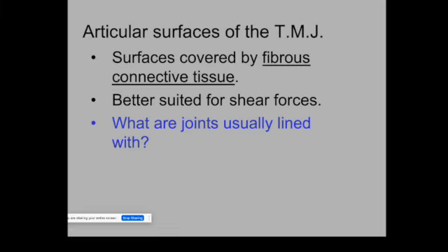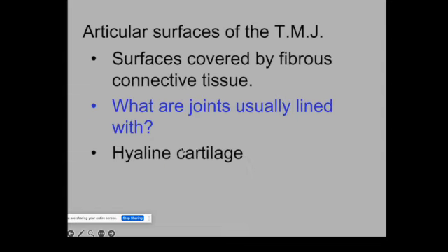Now, why is the TMJ also very different? The surfaces are covered by fibrous connective tissue. And fibrous connective tissue is better suited for shear forces, that is, sliding one over the other. Usually, joints are lined with what? Hyaline cartilage, right? That's what our joints are. Shoulders, spine, hips, they're lined with hyaline cartilage, and they can handle compression, but not sliding over each other. Fibrous connective tissue can do that. That's why our jaws are built the way they are.